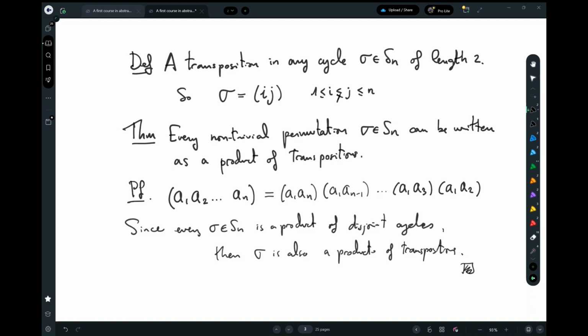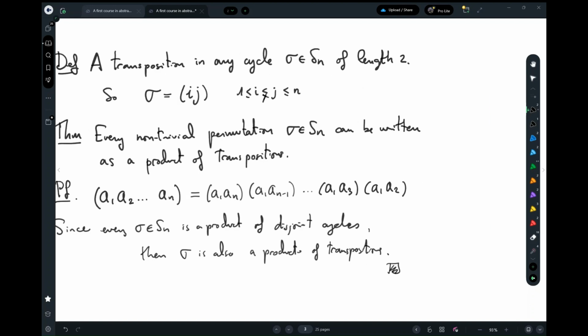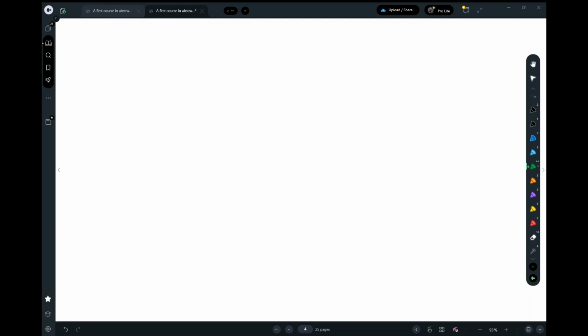Okay, so let's see some examples of this. For example, how about (1 2 3 4 5) in S5? By the formula that I just got, this is also (1 5)(1 4)(1 2)(1 3). And we can check that that is the case, that 1 goes to 3.